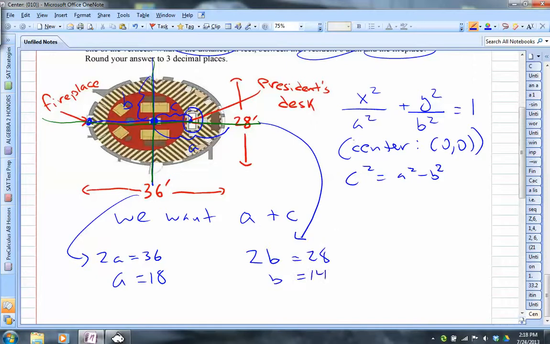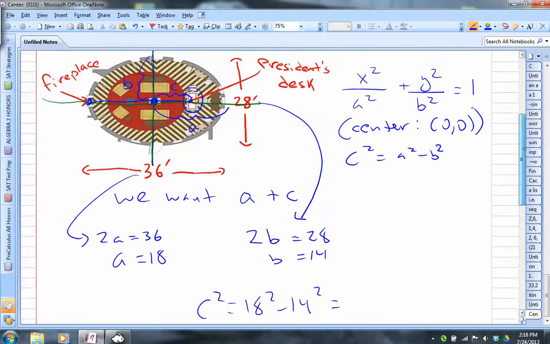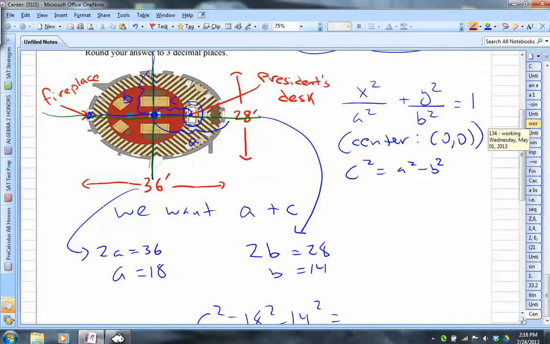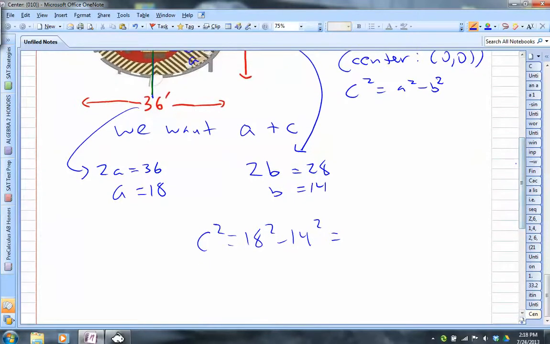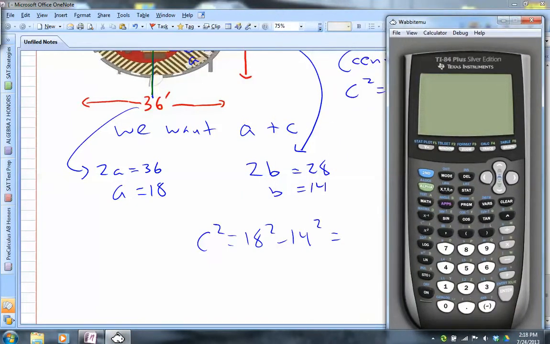So now we know that c squared equals 18 squared minus 14 squared. And these formulas are derived using some very rigorous math, which won't be covered in this video, but students who have covered conic sections usually have seen that derivation. So we have a calculator app right here that allows us to figure this out. So 18 squared minus 14 squared, so you see that's 128.